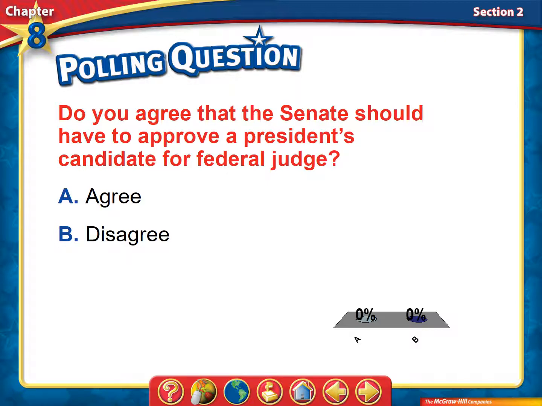When a president appoints a member of the United States Supreme Court or a federal or district judge, the Senate has to approve that candidate. And the question is, should the Senate have the right to confirm that candidate? Or should that right stay within the executive branch?